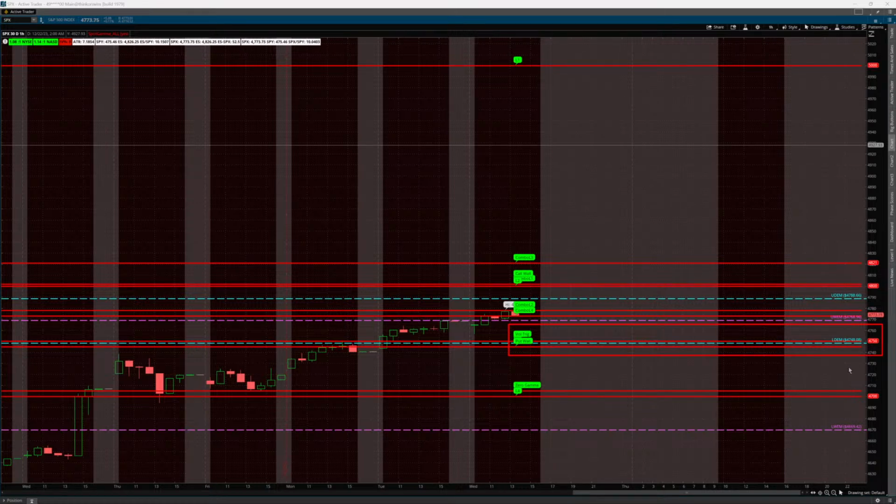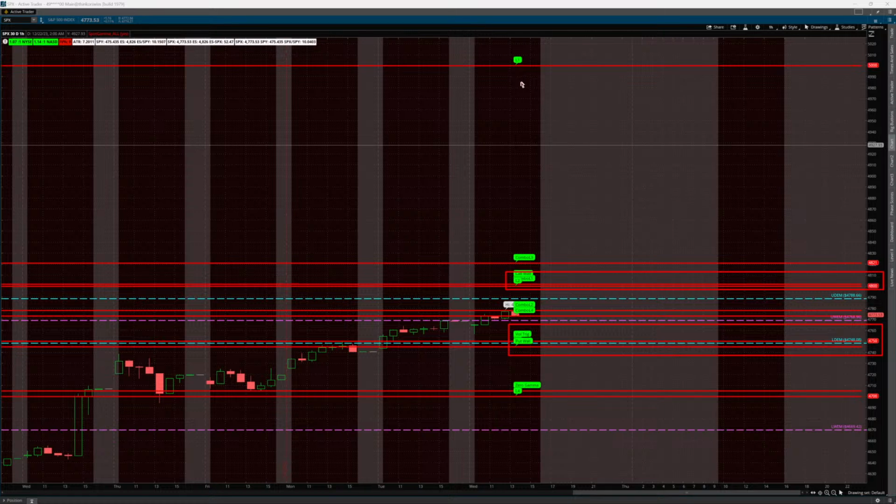And the next level up is 4,800. That's the call wall. That's a strike with large net positive gamma, and that can be expected to act as resistance. So the potential floor at the put wall at 4745, potential ceiling at the call wall. Again, that's the strike with the largest net positive gamma, can be expected to act as resistance.